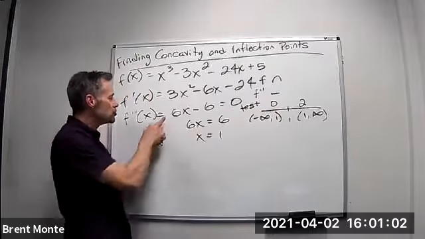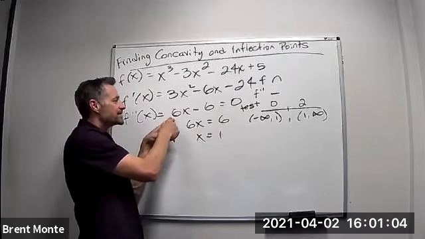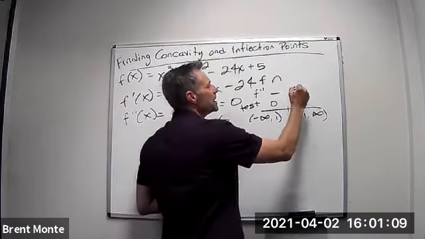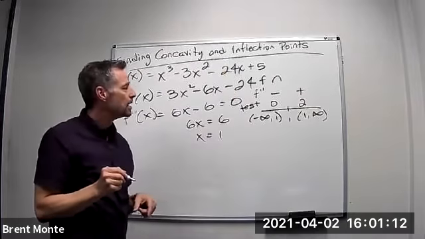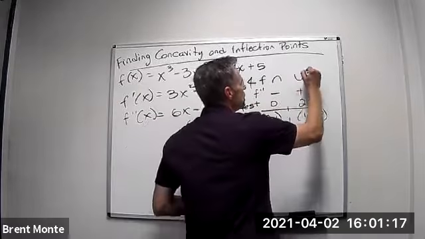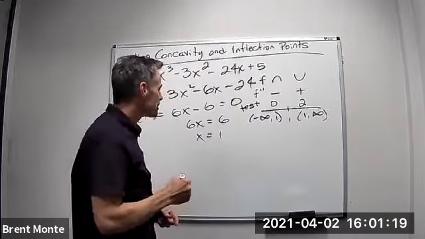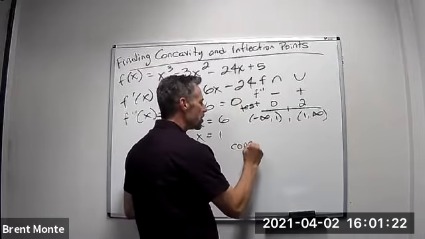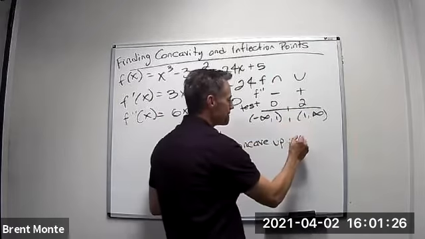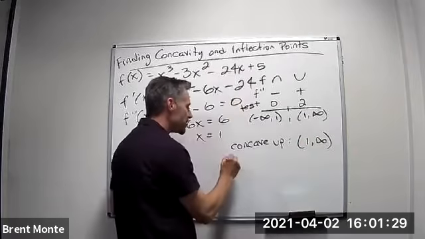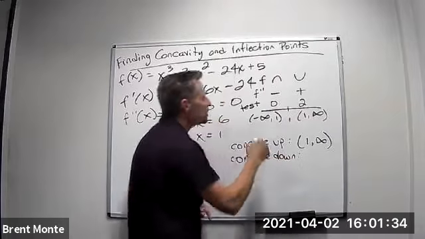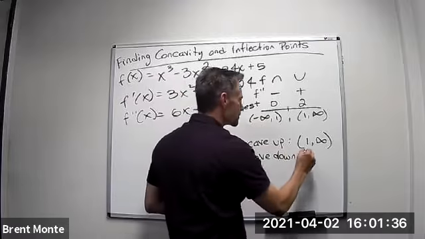Similarly, I plug 2 into the second derivative, and I get 6 times 2 minus 6, which is 12 minus 6, positive 6. Again, I just care about the sign. If the second derivative is positive, it means it's concave up there. And so now I can actually answer my question. So I know it's concave up from 1 to infinity. I know it's concave down from negative infinity to 1.